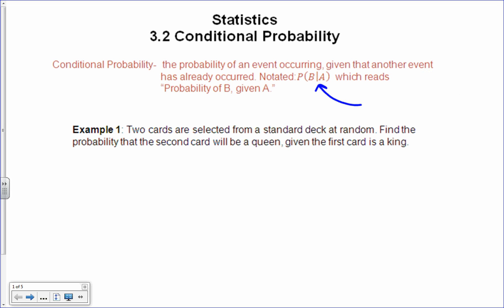B given A there, it's just a vertical line. But make sure you make it very distinct so it doesn't look like, say, a 1 or a divide by or something like that.